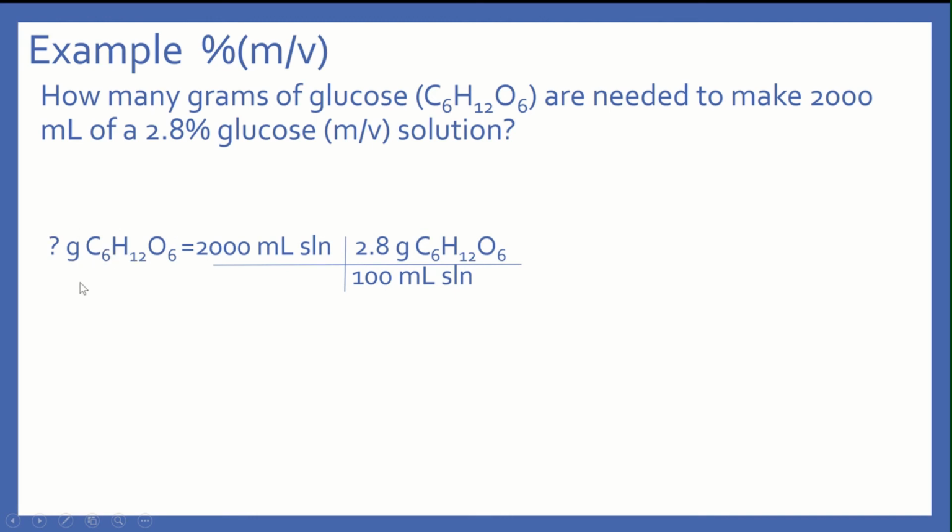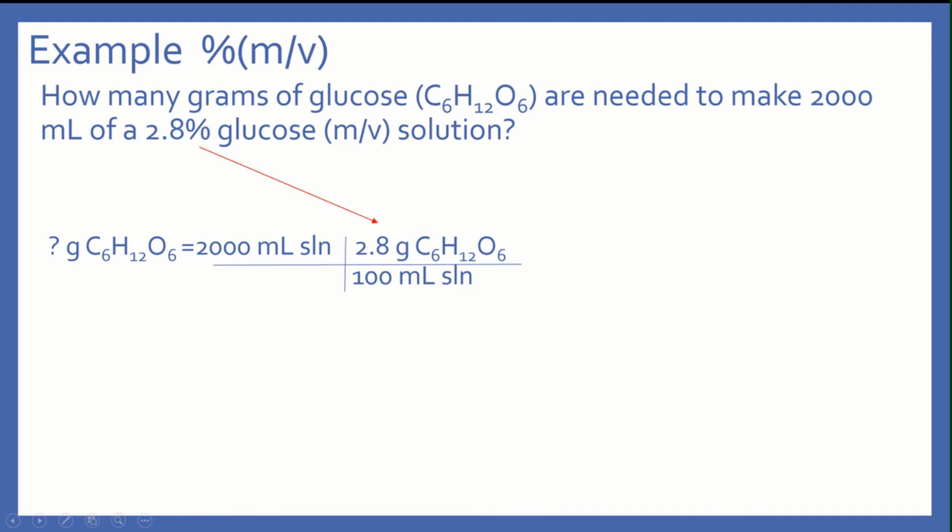I'm going to start with that, and I need 2,000 milliliters of solution. SLN stands for solution. This step right here is my 2.8%. You're welcome to use whatever values you want. You could have used 50 milliliters of solution. You could have put 2,000 milliliters of solution on the bottom if you wanted to. But what goes on the top has to be 2.8% of that solution.